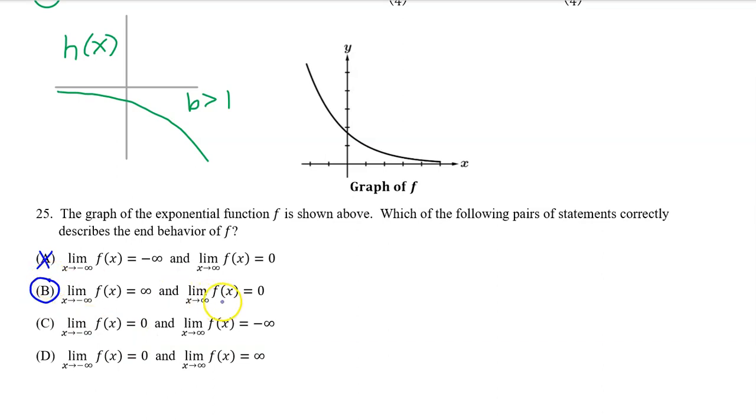That's it. Let's look at the other side. As x approaches +infinity, notice that the graph is approaching the x-axis. It is approaching 0. So yes, the limit as x approaches +infinity is equal to 0. The answer is B.